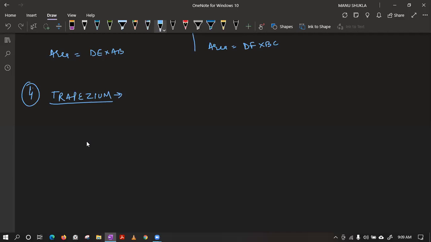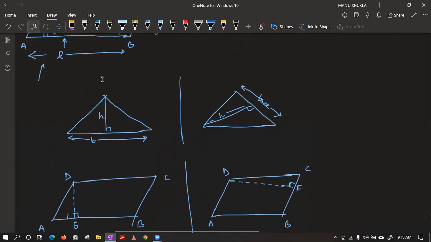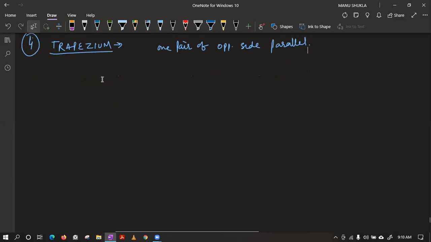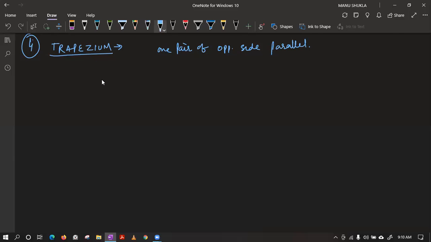Okay. A trapezium is also a quadrilateral in which only one pair of opposite sides is parallel. In a parallelogram, we had two pairs of opposite sides parallel. Please observe carefully. In a parallelogram, we had two pairs of opposite sides parallel. In a trapezium, we have one pair of opposite sides parallel. So let us draw the figure.